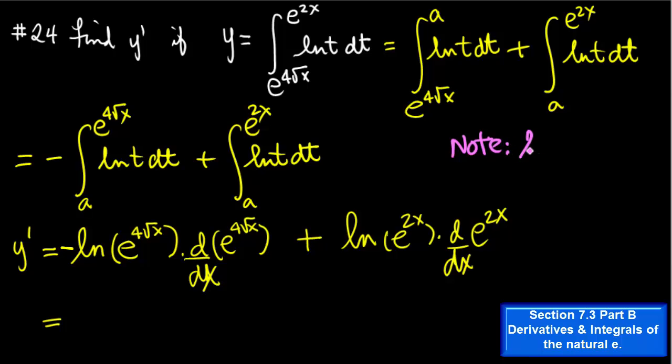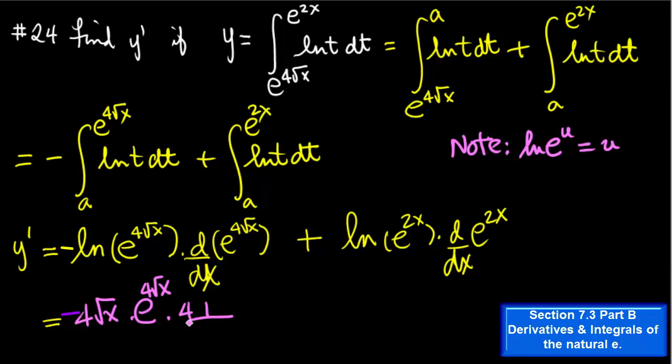Just so, the natural log of e to the u is u. So that whole thing collapses because, again, natural log and e are inverse operations of each other. So this becomes minus 4 root of x, and then you multiply by the derivative, so e to the 4 root of x. Again, chain rule, because that's not yet the derivative of the whole thing. So now multiply by 4 times 1 over 2 root of x, because that's the derivative of root of x.